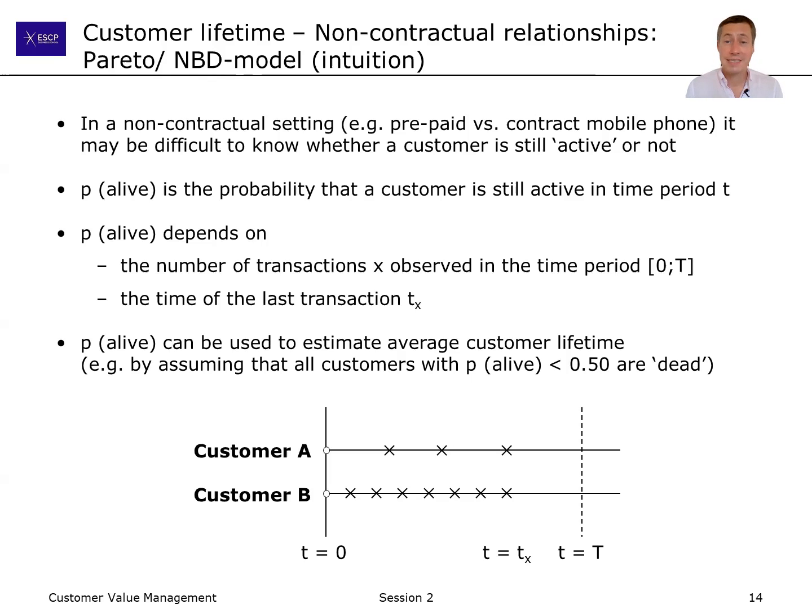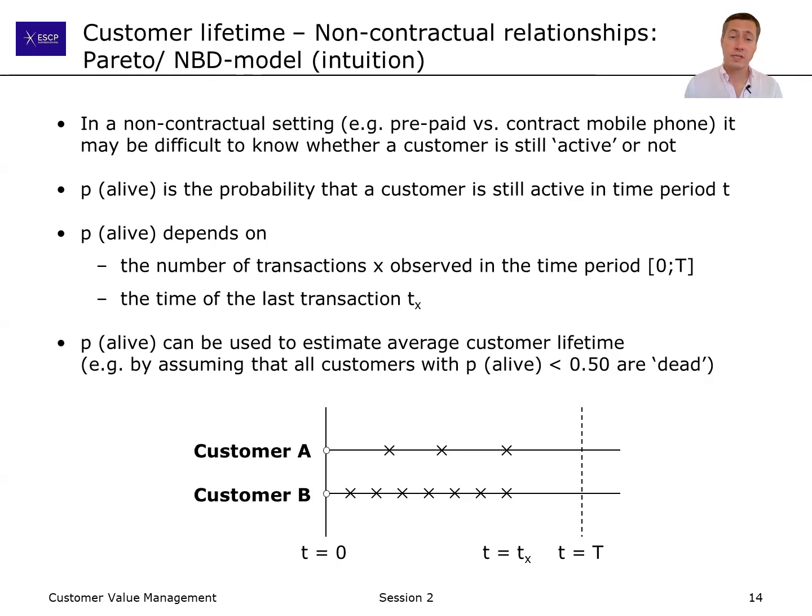If the time that has elapsed since we have last seen the customer, the time between capital T and TX, is large relative to the inter-purchase time, the customer has missed a lot of transactions. Customer B should have purchased at least once, maybe twice, since we have last seen that customer, but the customer didn't. While customer A should have probably only purchased once. And since customer B missed 2 transactions, while customer A barely missed 1, it is more likely that B will never come back than that A will never come back.